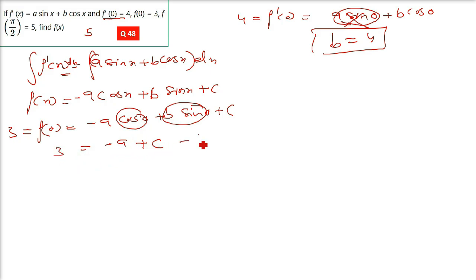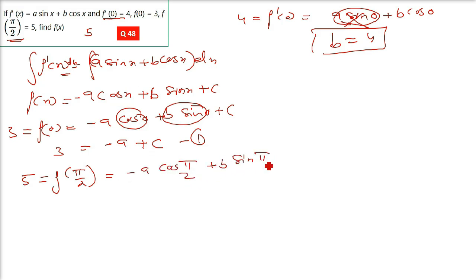Now we have to formulate another equation, and that can be computed by f pi by 2 equals 5, which is given in the question. Place this f pi by 2 in the equation we got after integrating. So f pi by 2 is minus a cos pi by 2 plus b sin pi by 2 plus the constant of integration. Sin pi by 2 is 1, and cos pi by 2 is 0, so the cos terms will vanish. You will get b plus c equals 5. This is another equation you got.